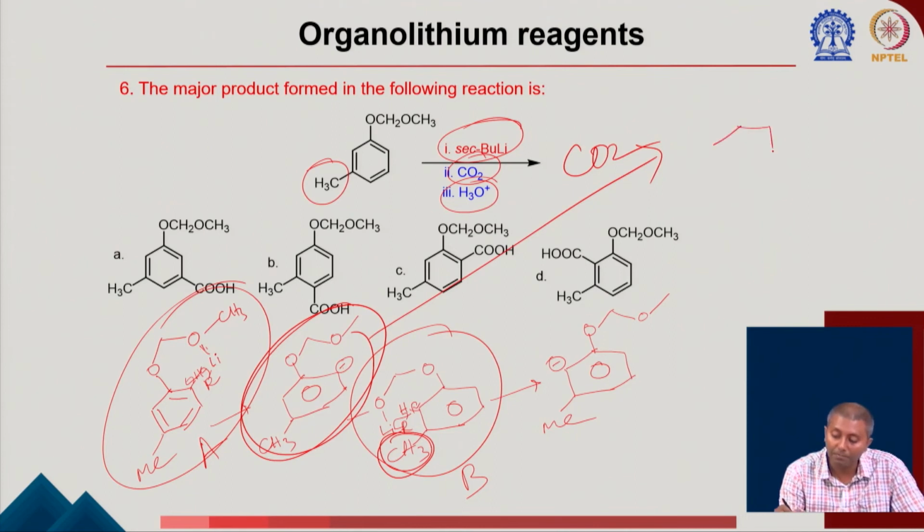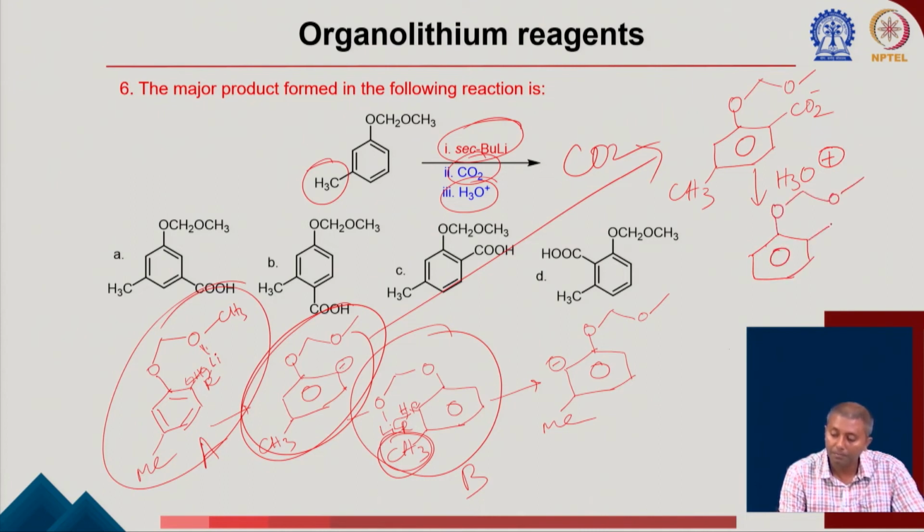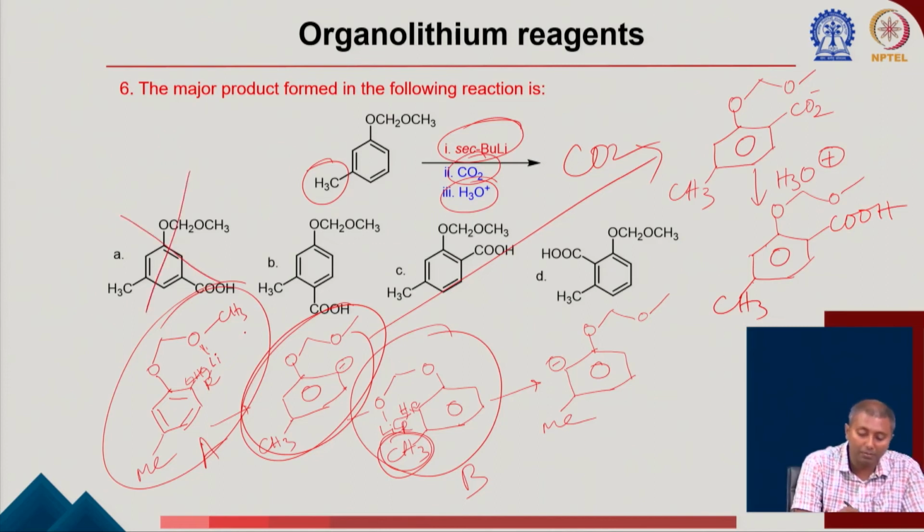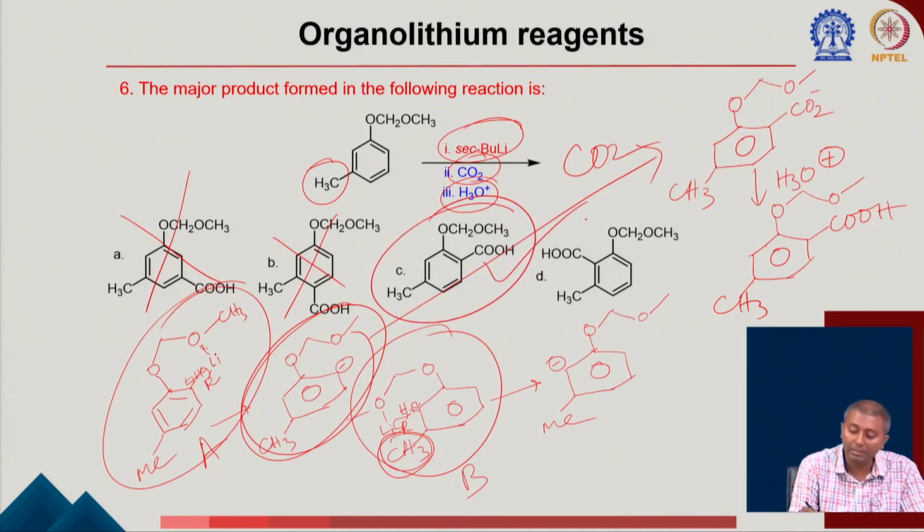You end up introducing CO2 minus, correct, and you have a CH3 here, and now once you give H3O plus, you will be able to get the corresponding product. Okay. Now, if you look into all the different options, we can clearly see option A is not possible, option B is not possible. Only in case of option C, we can see that is the correct structure. So, option C is the correct answer.